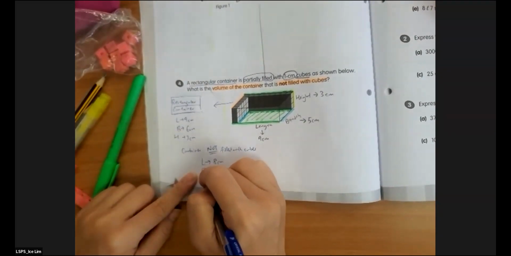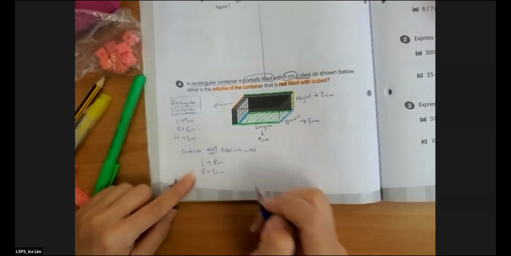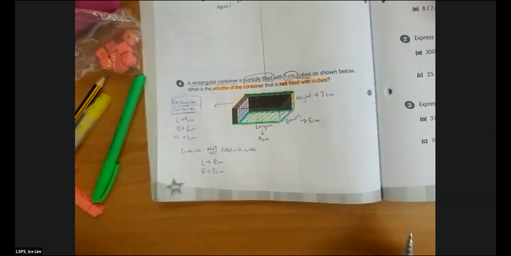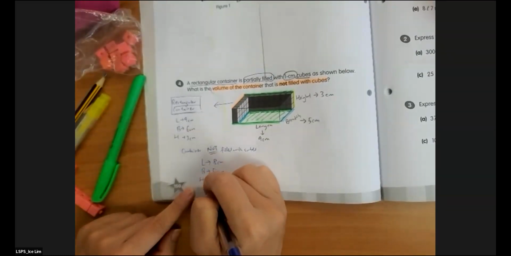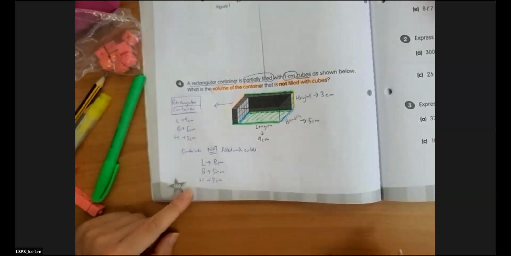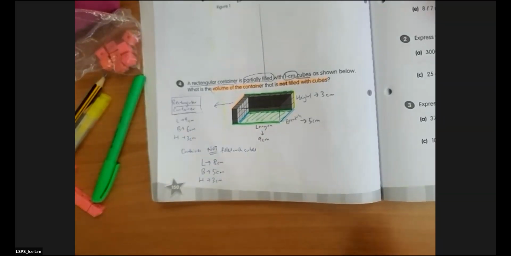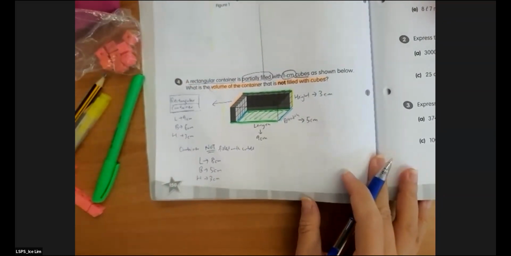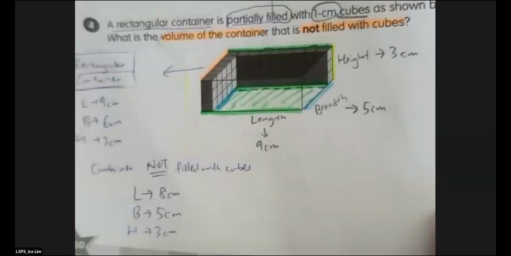And then the breadth became 5 cm. Why is it 5 cm? Because 1 cm is occupied by the cube. Can you understand? And then finally, the height, is it still 3 cm? It's still 3 cm, right? Nothing is changed.